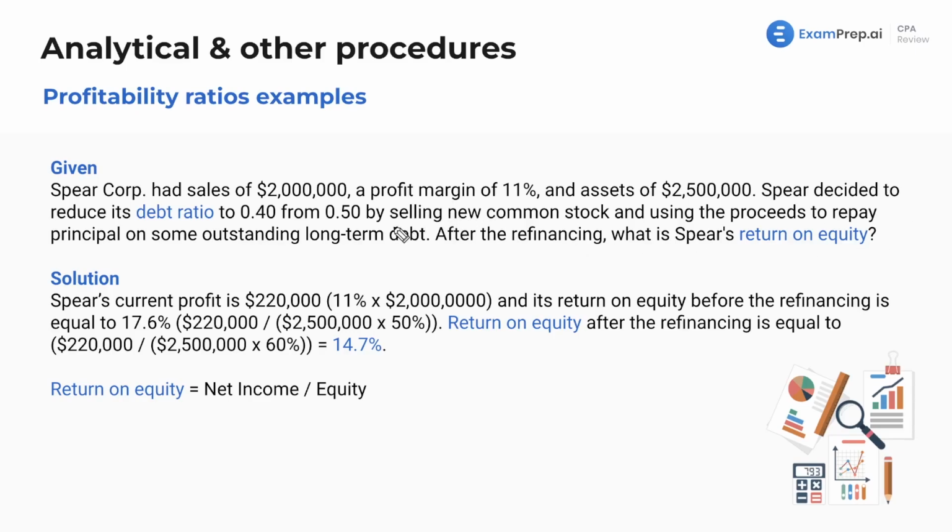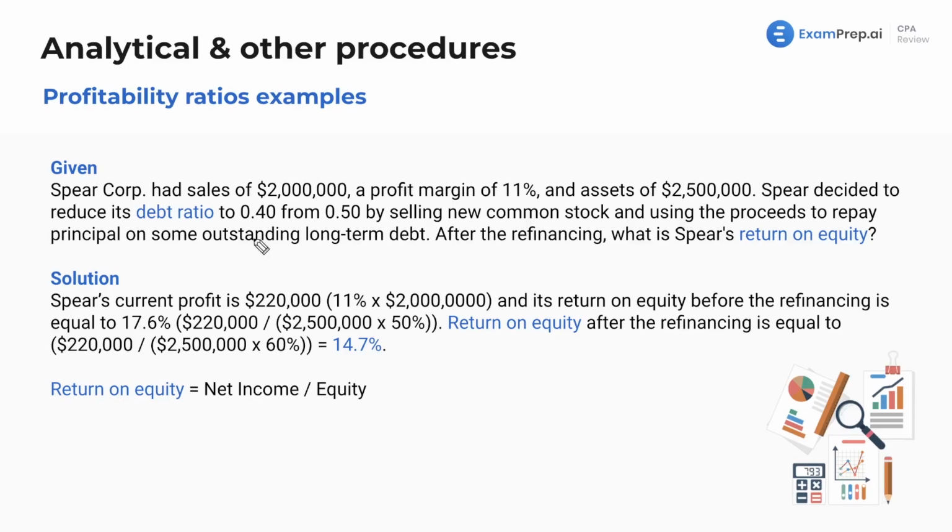Well, first, we have to calculate our normal return on equity. And then what is it afterward? We have our return on equity is net income divided by equity. So the return on equity before we refinanced and decided to reduce the debt ratio by selling new common stock and using the proceeds to repay principal on some outstanding long-term debt. Right? We have pros and cons to having debt and pros and cons to having equity. Selling common stock means selling parts of your company, that's your ownership and your profits. Debt is just got that locked in interest rate. Again, just pros and cons.